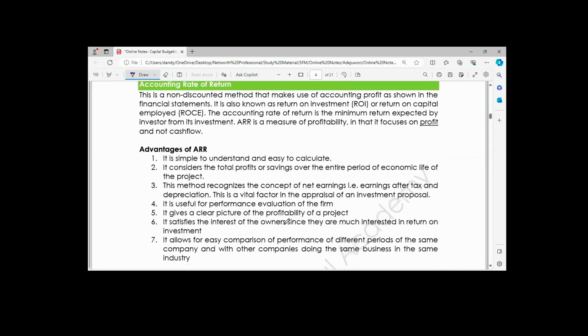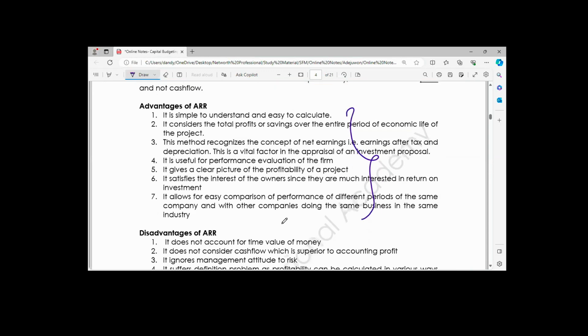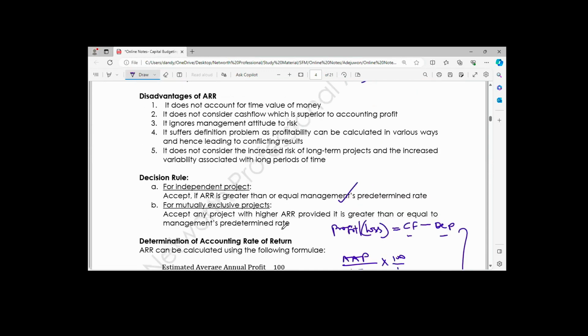Again, go ahead and read about the advantages and disadvantages of accounting rate of return. They are there in your material.